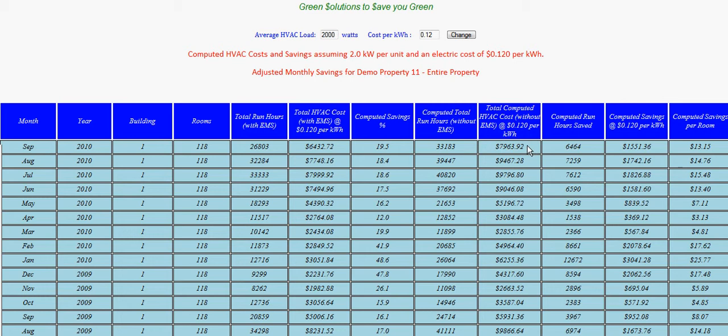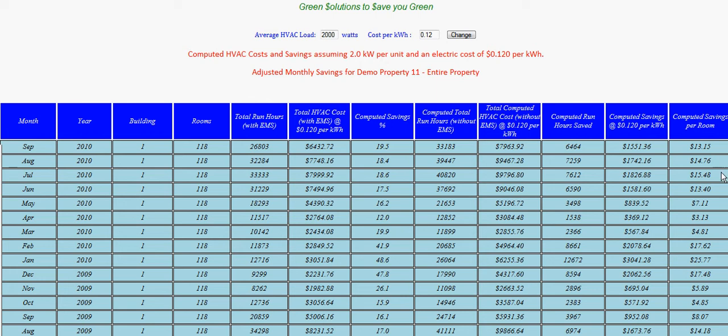And therefore, based on the charge selected above of cost per kilowatt hour, the cost would have been $7,963.92. So, based on that computation, 6,464 hours were saved, and at 12 cents per kilowatt hour, that saved $1,551. And then this last column takes the number of rooms, divides it, and shows you how much money was saved per room per month at this property.